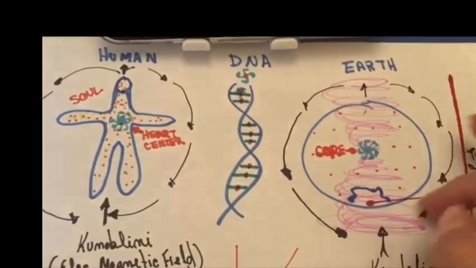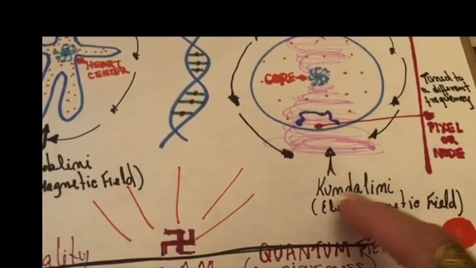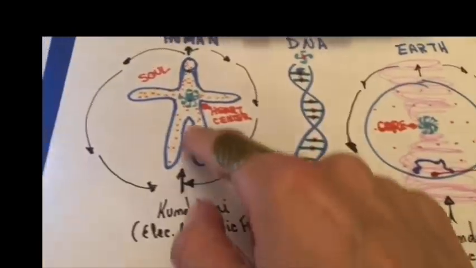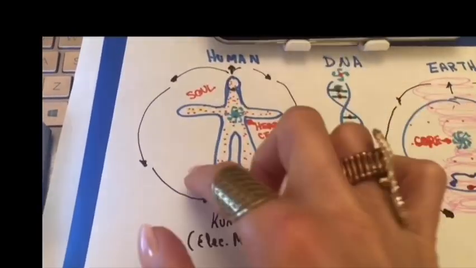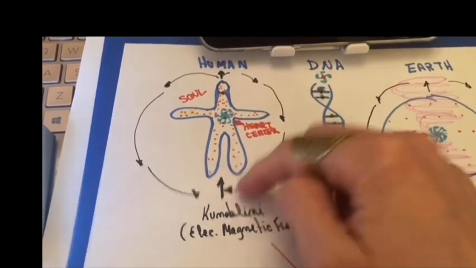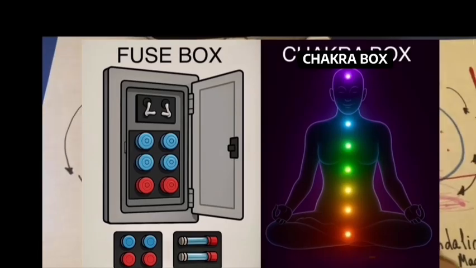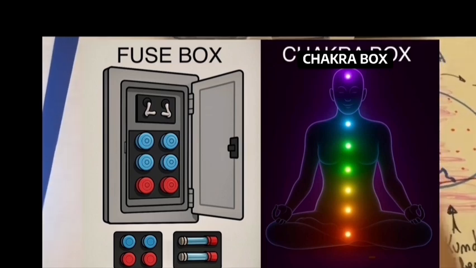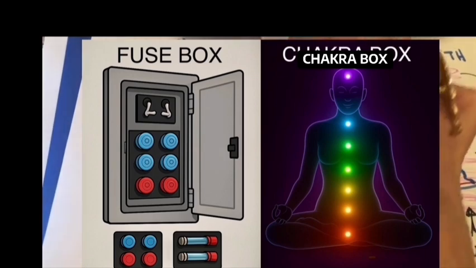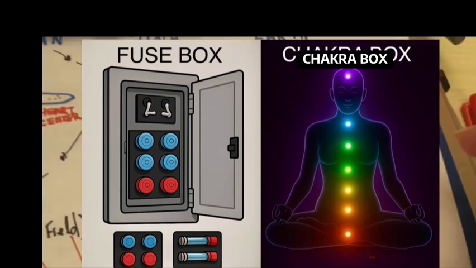So what happens to this torus field? Torus field, or you can call this the magnetic field, the Kundalini, is the energy field that is also in a human, circulating through the human. And the human has the chakras, which are simply fuses. Same thing as an electrical system. You have fuses, so when there's a lot of energy flowing through, the whole system doesn't explode. That's why you have fuses, and the fuses are the human chakras.